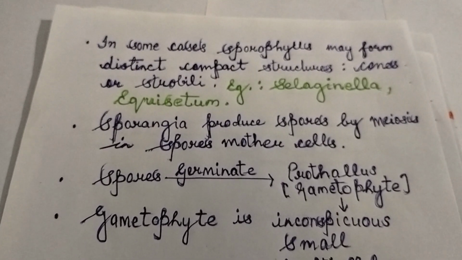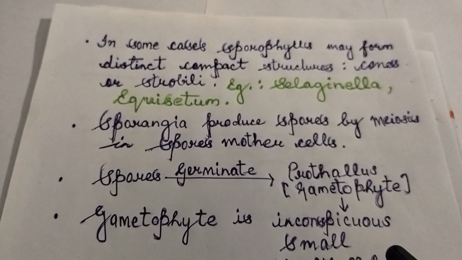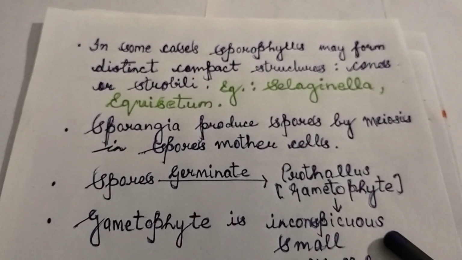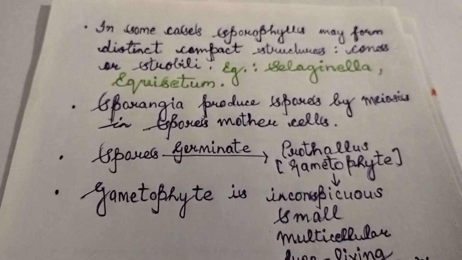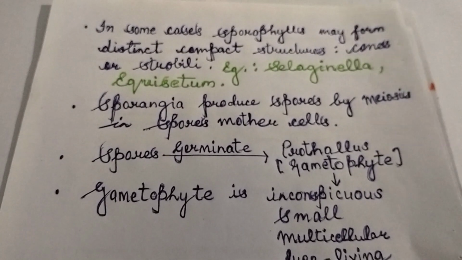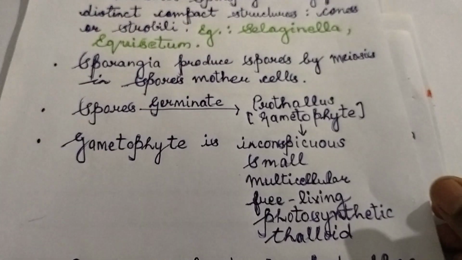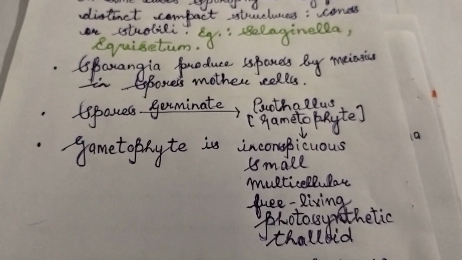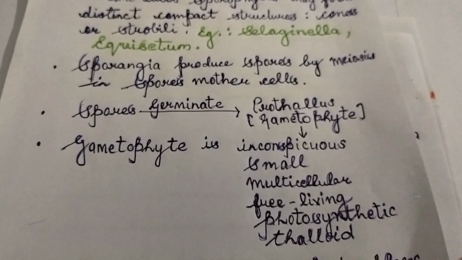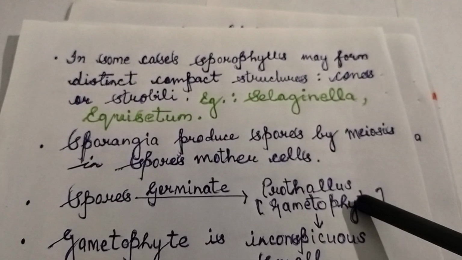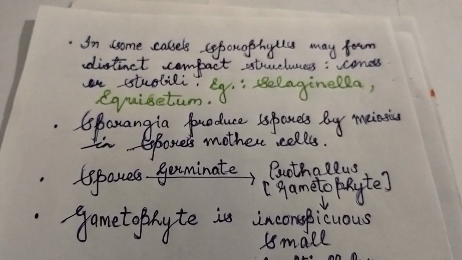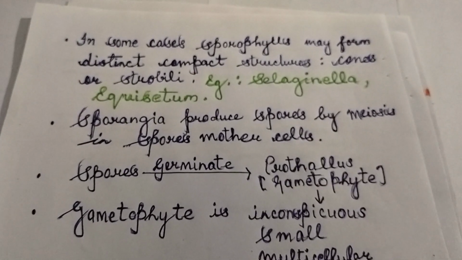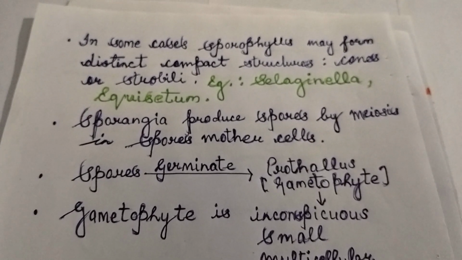Spores germinate to form gametophyte, and gametophyte here is inconspicuous, small but multicellular, free-living, photosynthetic, that means green, and thalloid in nature. And this gametophyte is called prothallus. So listen properly. Spores germinate to form gametophyte, and this gametophyte is known as prothallus.